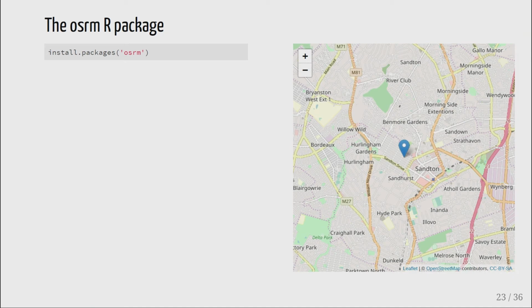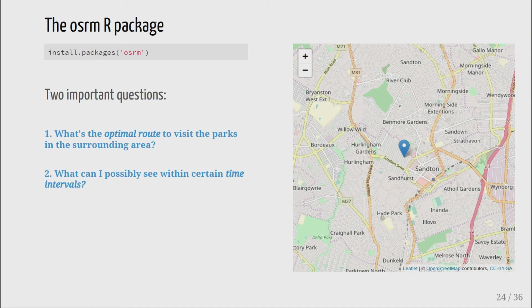So the map on the right is our location that we're staying at in our B&B. And I have 2 important questions that I wanted to answer before this talk. Firstly, what's the optimal route to visit the parks in the surrounding area of our B&B? And secondly, what can I possibly see within certain time intervals from our B&B?